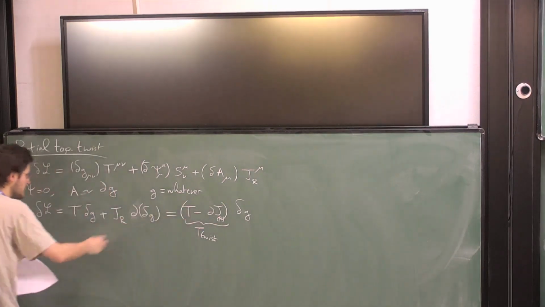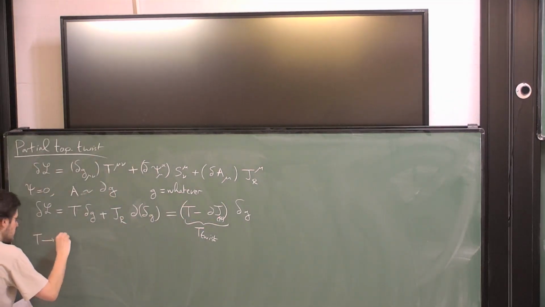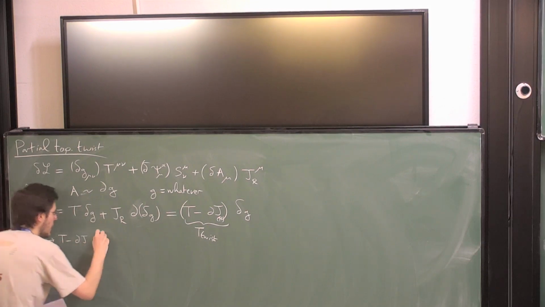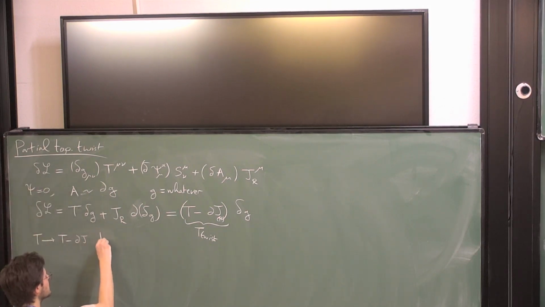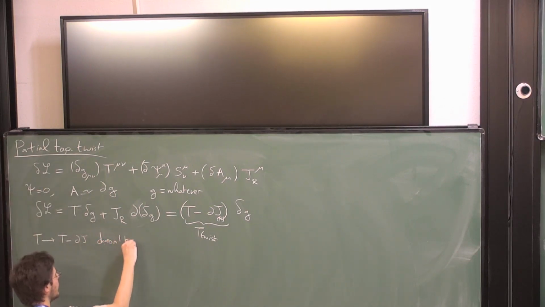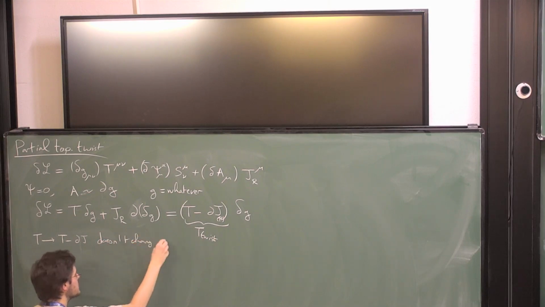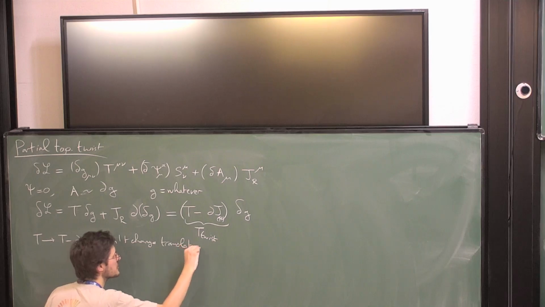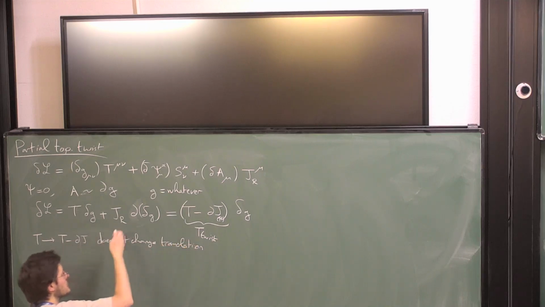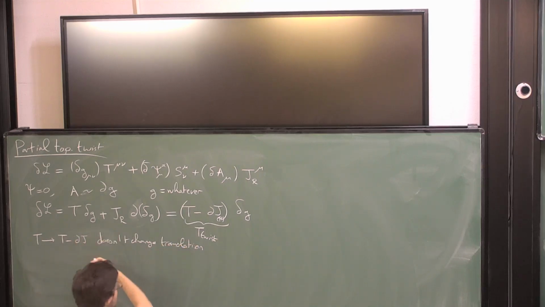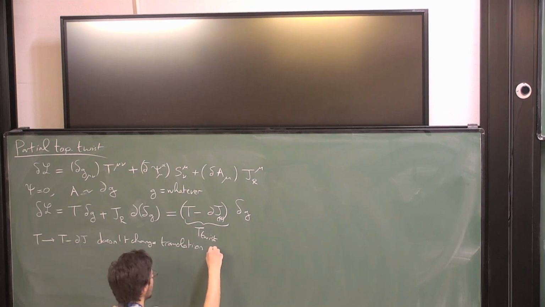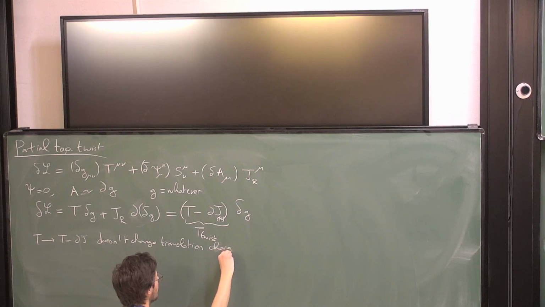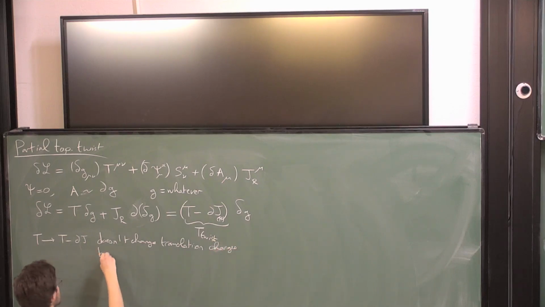So what does this do? Changing T to T minus dj, if you do things right with indices, doesn't change the translation current or translation charges. It's just an improvement transformation of the current. It's just changing it by total derivatives. But rotations change.